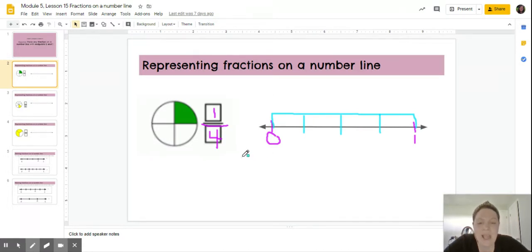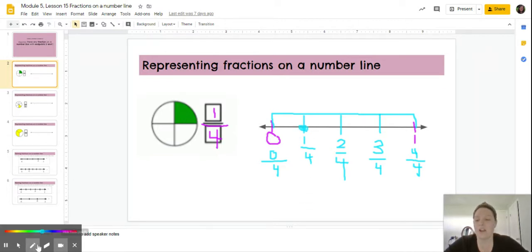4 equal parts. Now, before I plot 1/4, I'm just going to label my partitions. So this is 0/4. You can count with me. 1/4, 2/4, 3/4, and 4/4. I'm going to rename my whole as 4/4. Then to plot 1/4 on my number line, I see it right here. Okay, I put a dot, my best dot, on the number line there. So there is 1/4 on a number line.